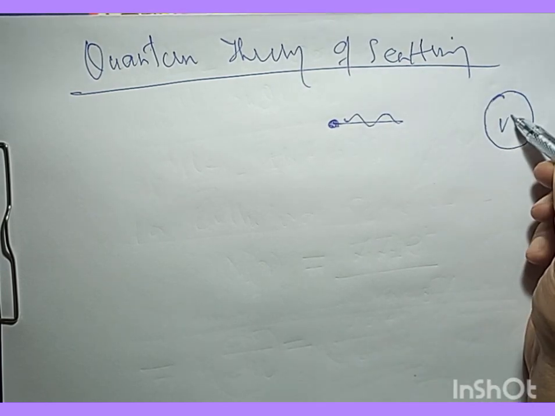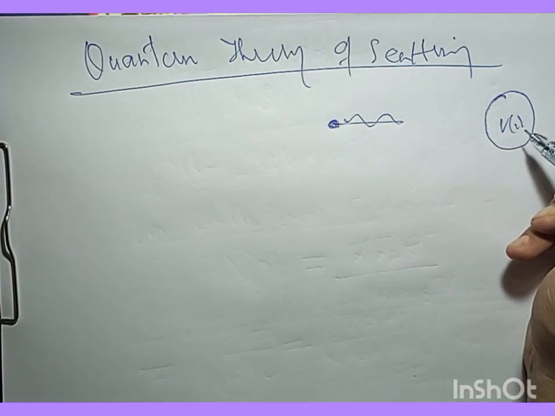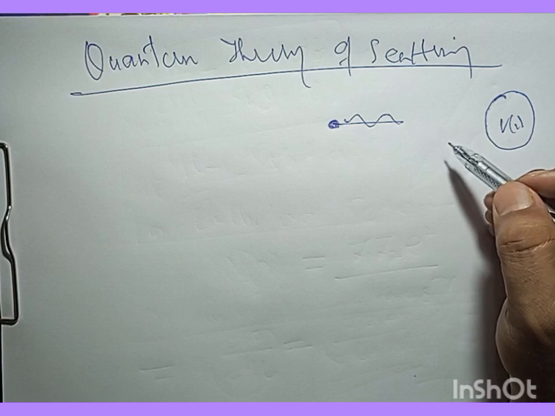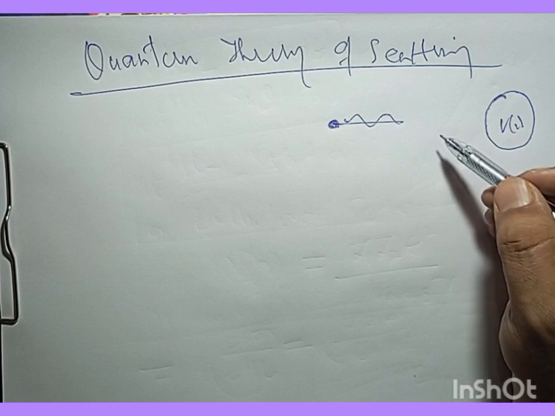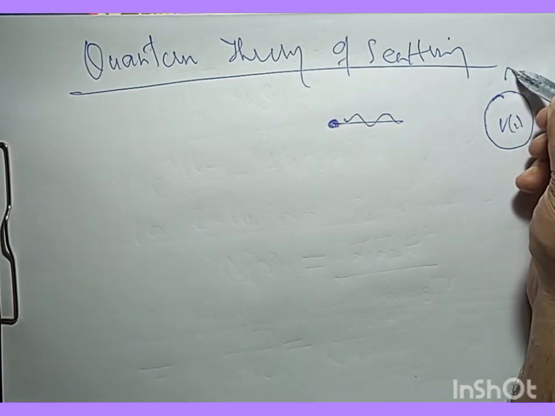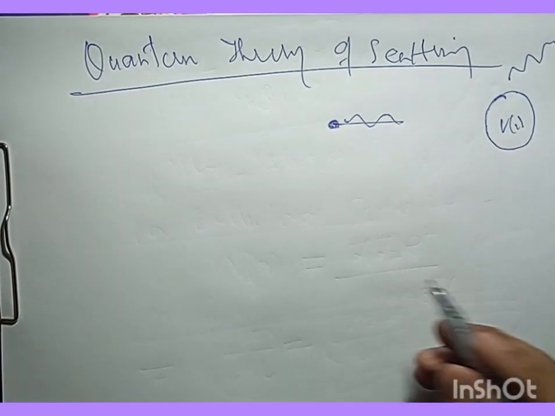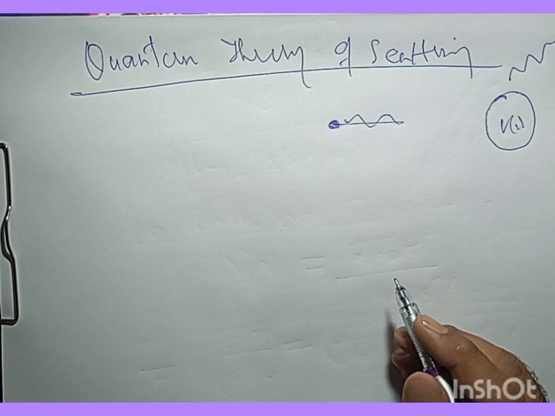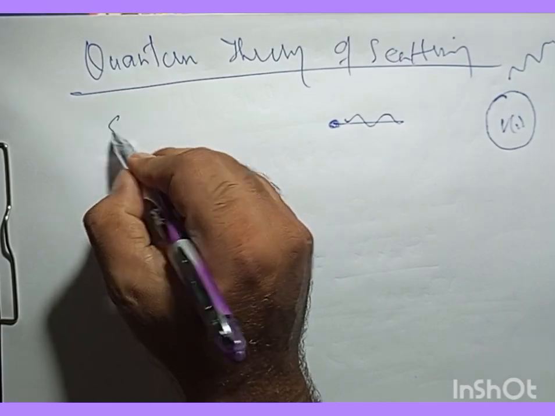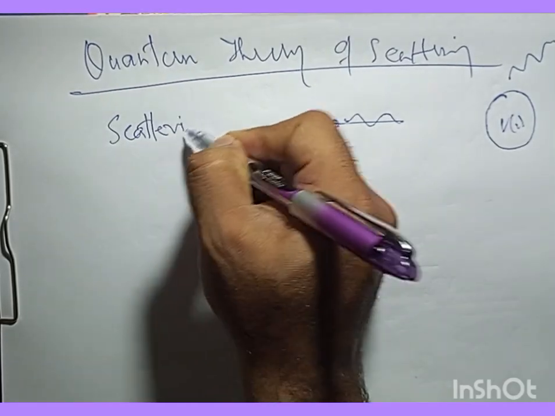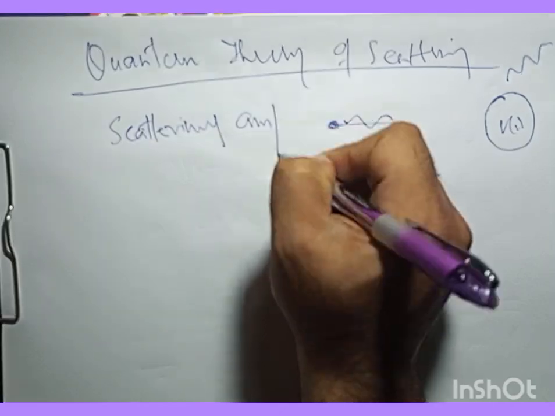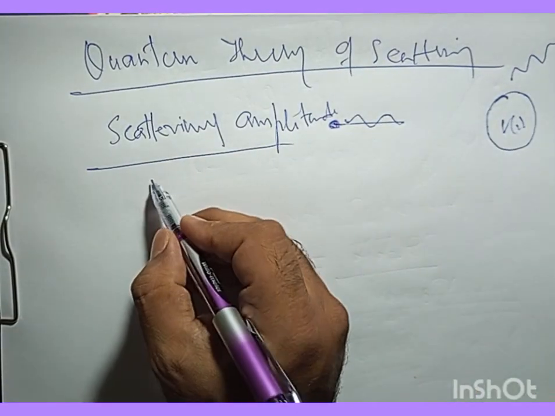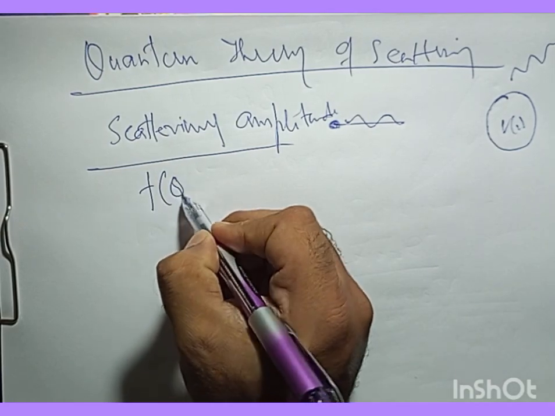So suppose we have some kind of potential and this wave interacts with this potential. What this potential does with this wave is it modifies the wave, and when it modifies it, we have a scattered wave. That could be the argument. And the main quantity of interest that we have here is what we call the scattering amplitude. This is of utmost importance here, and this scattering amplitude can be symbolized as f of theta.